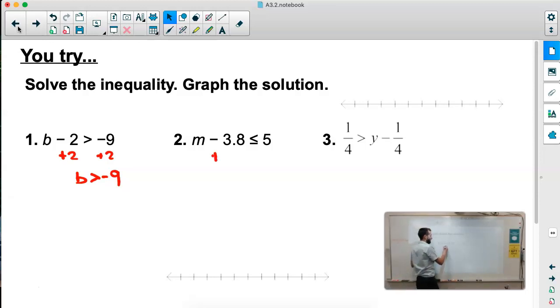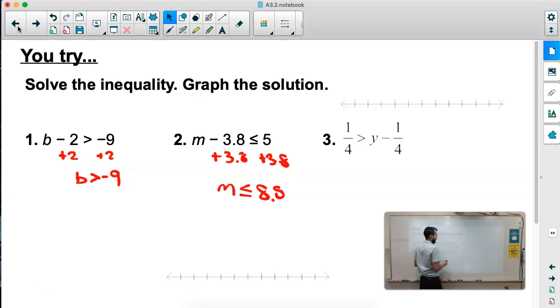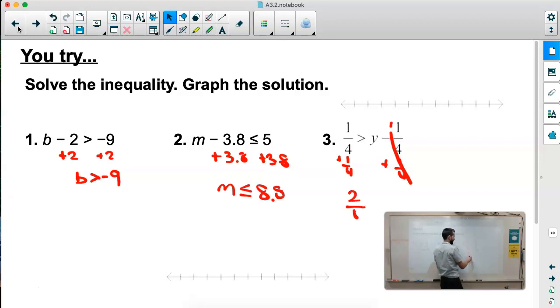So this one, it doesn't matter if it's a decimal. You can do that to both sides. M is less than or equal to 8.8. Okay, and it doesn't matter if they're fractions. If I add 1/4 to both sides, 1/4 plus 1/4 is 2/4, or I'll make that a fraction, 1/2 is greater than y. Typically, when we do these, we'll do y is less than 1/2. Typically, we're going to put the variable first. That's kind of how we read it. Sorry, this is an 8. We're going to solve this.